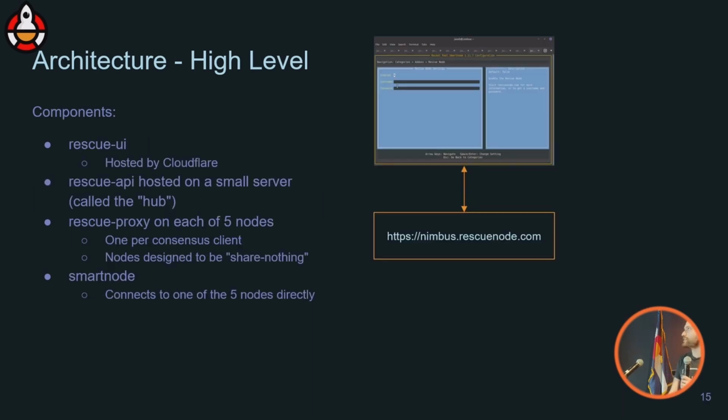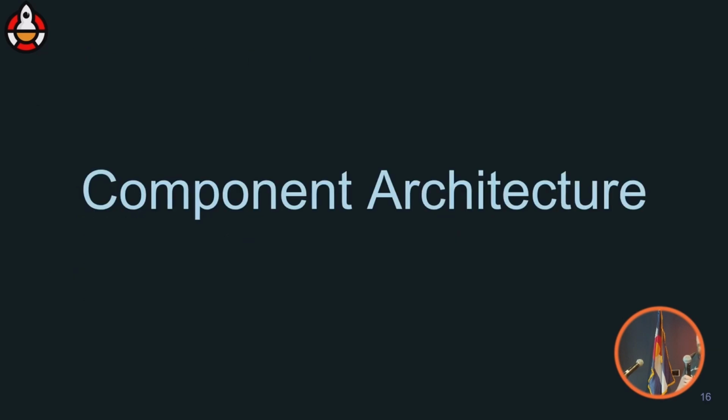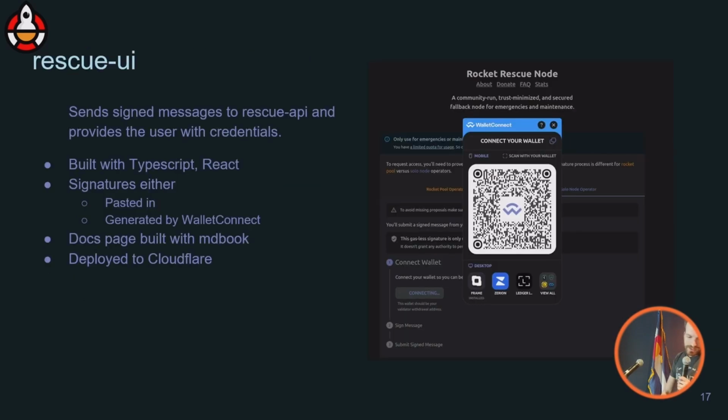Yeah, and then once you get the credential, you basically just connect to a node. If you're using Smart Node, you just drop your username and password in. And we check which client you're using, and we connect you to the appropriate node of the 5 nodes we're running. So if you're running Nimbus, you'll get connected to our Nimbus node. All right, I'm going to skip a bunch of these slides.